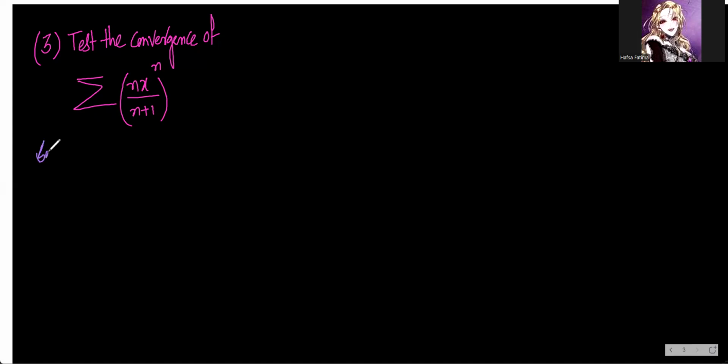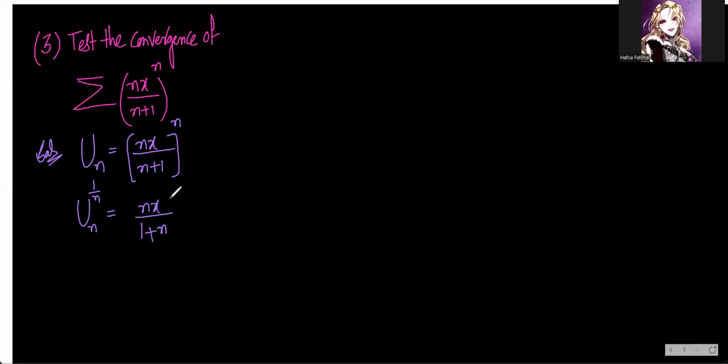Solution: the summation value itself indicates that it is a u_n value. It is n x by n plus 1, all to the power of n. Immediately apply the nth root: u_n to the power of 1 by n is equal to n x by n plus 1, all to the power of n, all to the power of 1 by n. nth root means power 1 by n.